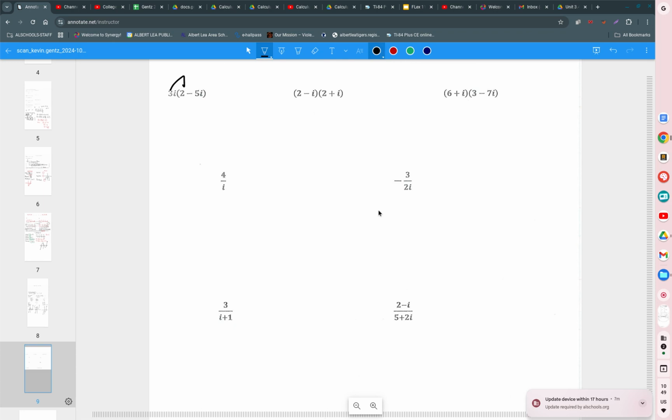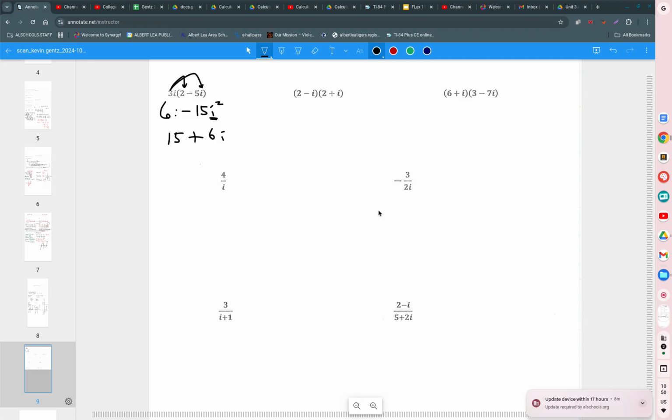I'm going to distribute my 3i to each term, and I get a 6i minus a 15i squared. What's going to happen to the minus 15i squared? It would become a positive 15. It would become a positive 15 plus 6i. Why? So we got i squared is negative 1, right?